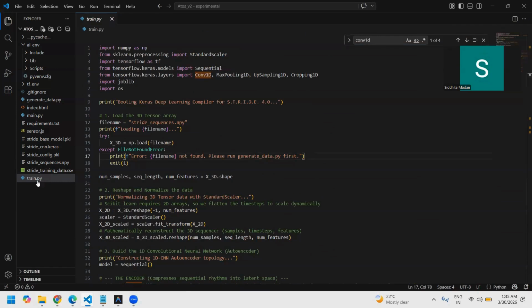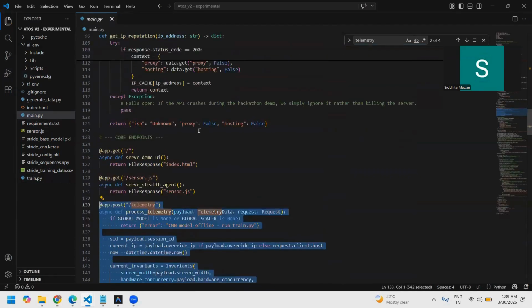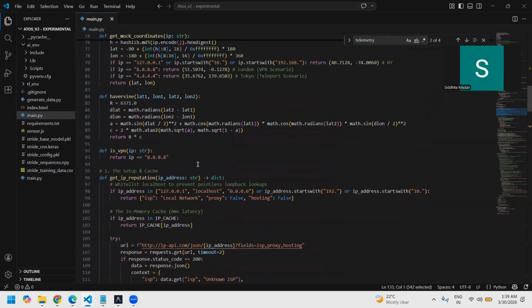So now coming on to the file of train.py, where we have our main ML engine. Here we are also using the concept of Haversine for our geovelocity concept. What we are doing is we are finding out the longitudes and the latitudes corresponding to the IP address that we are going to get. We are going to find the distance between those particular locations, and with the distance we can put that into the classic formula of speed is equal to distance by time.